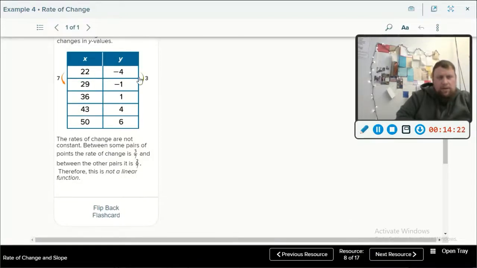Notice it's going 7, 3, up by 7, up by 2. Oh, yeah, up by 7 again, up by 3, up by 7, up by 2. Now, some of you may be tempted to say, oh, well, that's a constant pattern, 3, 2, 3, 2, but that doesn't matter. It has to be the same number, and this is changing between 3 and 2, so this is non-linear. This is a non-linear function, okay?